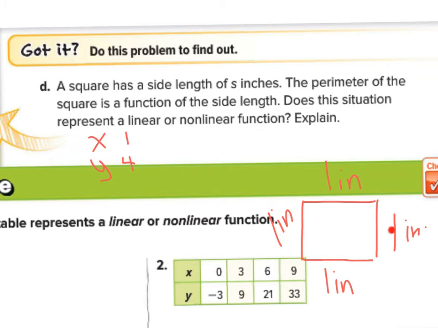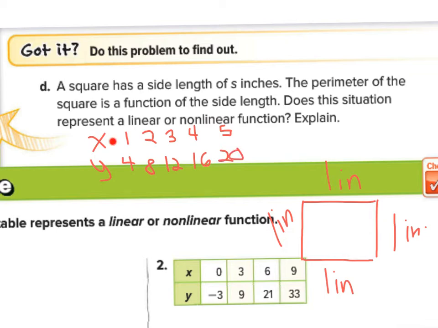When I add all the lengths to find my perimeter, I have 1, 2, 3, 4. So if one side is 1 inch, my perimeter will be 4. If it's 2 inches, it'll be 8, right? 2 plus 2 plus 2 plus 2. If it's 3 inches, it'll be 12. If it's 4 inches, it'll be 16. If it's 5 inches on each side, it'll be 20.